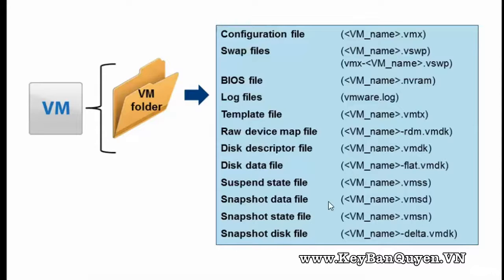We have the snapshot file. When we create a snapshot, it's saved in the file called vmsd. Also, the snapshot state file, vmsn, contains information about how many snapshots we created. So for example, if we have 3 or 4 snapshots, this file contains the information about each of the snapshots. Then we have the snapshot disk file about the disk.